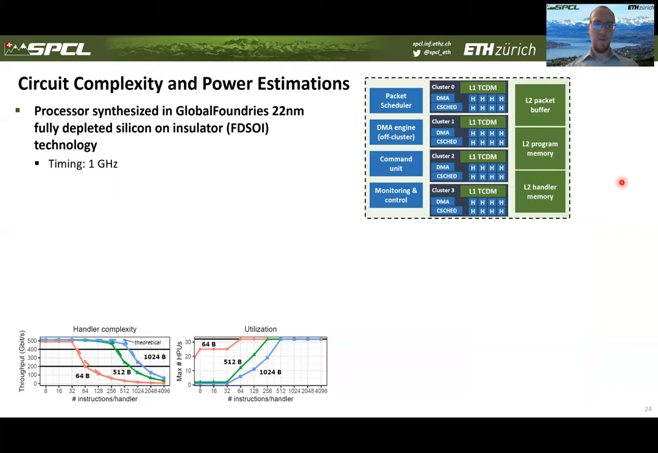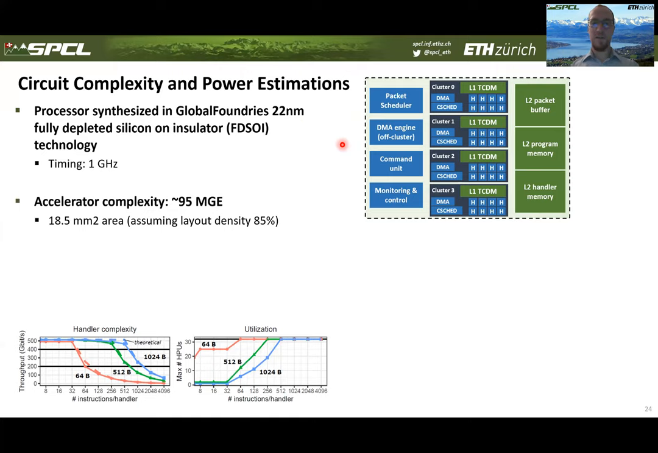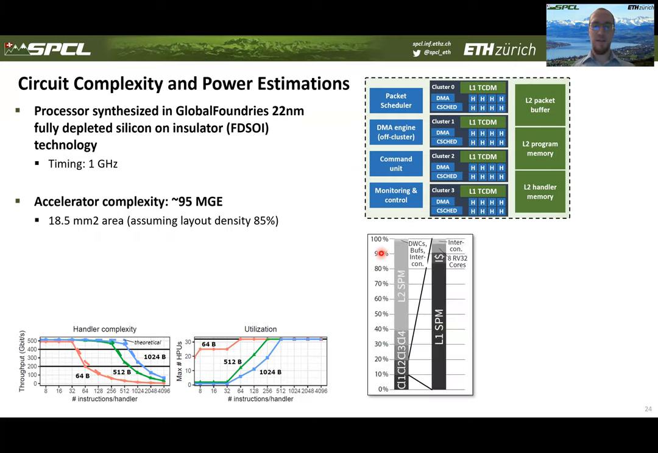The hardware block is nice in the sense that it runs at about 1 gigahertz in the GlobalFoundries 22 nanometer process on FDSOI. It has a relatively small number of gates, only about 100 million gates. This is equivalent to about 19 square millimeters in that particular process, assuming a layout density of 85%. Most of this, actually more than half, goes into the level two scratchpad memory. And even if you look at the four clusters, more than 80% goes into level one scratchpad memory. So most of this unit is in fact memory.